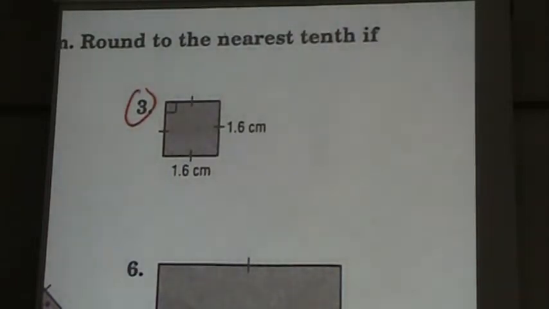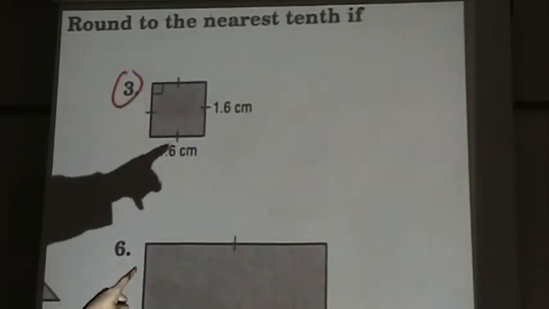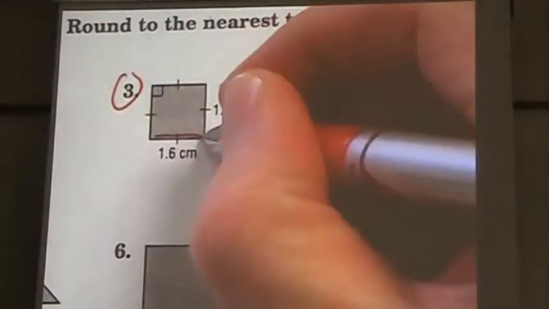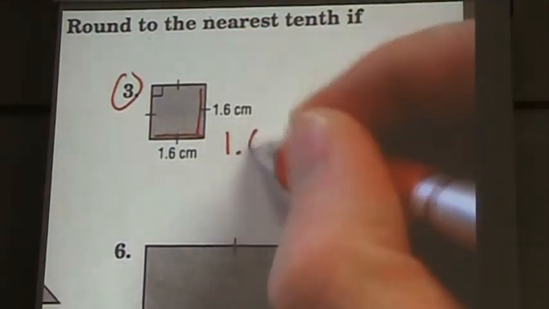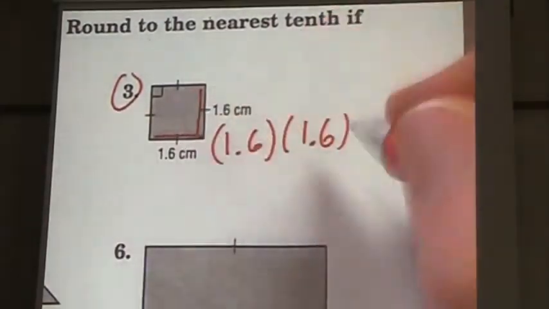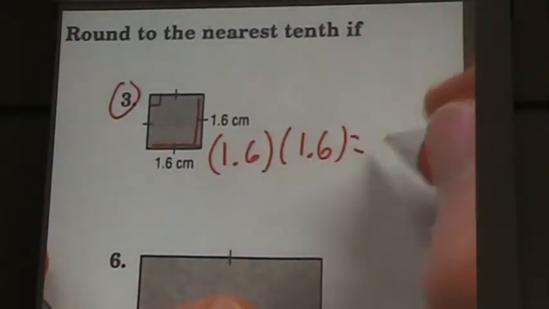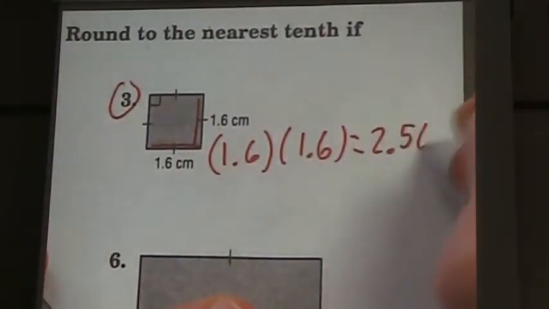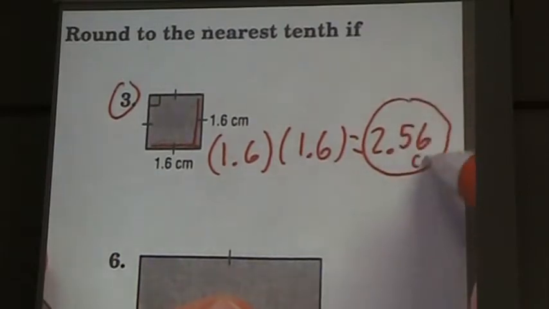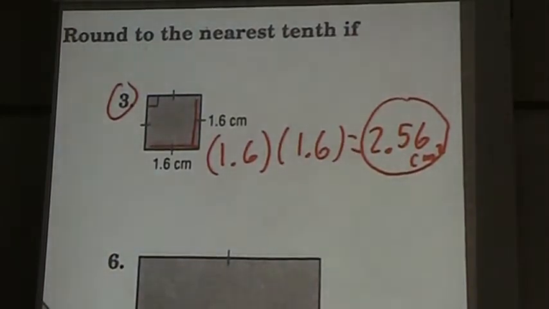Here we're going to go over some examples from section 11.3. A bunch of basic area formulas. And number 3, looks like we have a square here. So we're going to do base times height, 1.6 times 1.6, base times height. And you might need a calculator for that. And we're going to get 2.56. Boom. Oh yeah, centimeters squared. So units would be units squared because we're working with area here.